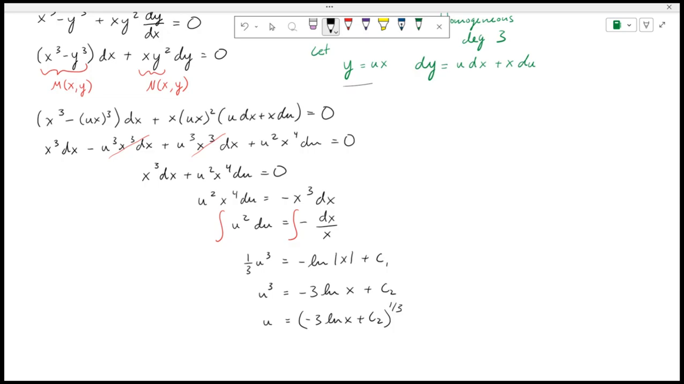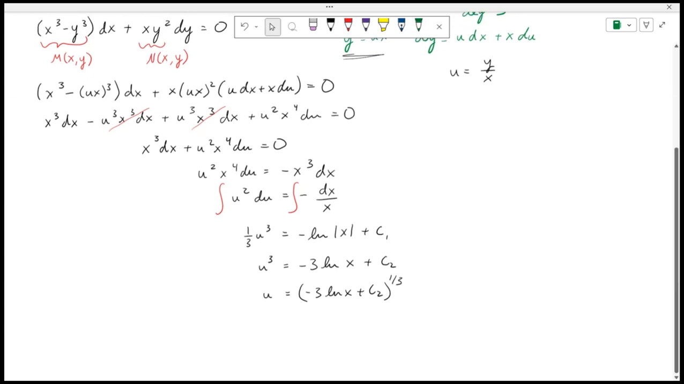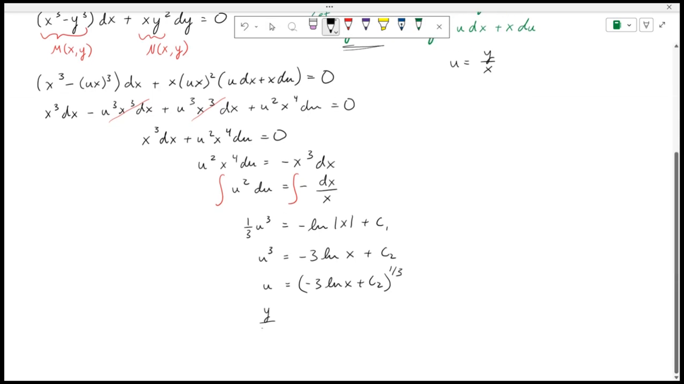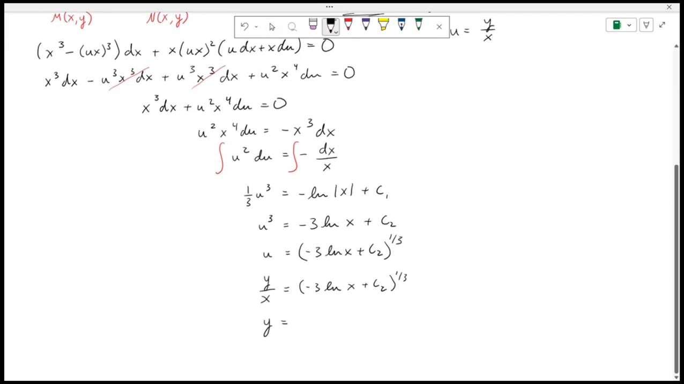And now it's time to remember what our original substitution was. y was equal to ux, which means that u is equal to y over x. So I can replace u with y over x here. So y over x equals negative 3 natural log of x plus c2 all to the 1/3 power. And I can multiply by x. So y equals x times the quantity negative 3 natural log of x plus c2 to the 1/3.